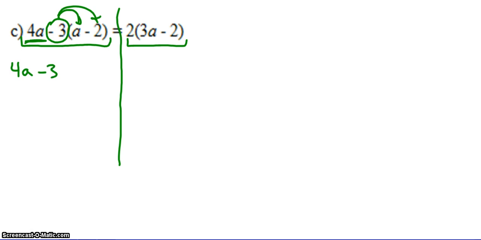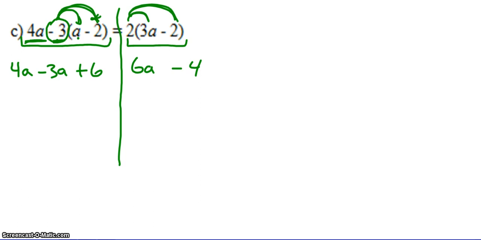That's -3a. And -3 times -2. Watch your signs. That's a negative times a negative, which would be a +6. Okay, and now on the right side, you can see we have distributing also. So I will go ahead and do that. 2 times 3a, that's 6a, and 2 times negative 2, it's negative 4. Okay, so we just distributed.